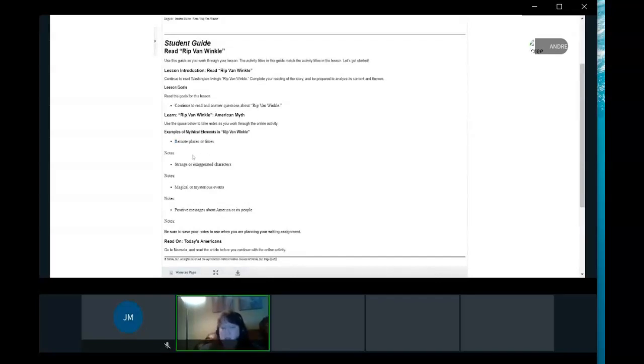Well, obviously it's set in the past, right? Strange or exaggerated characters. Well, when you read that story, when Rip Van Winkle goes to the mountains and falls asleep, he encounters these little strange creatures. They look kind of like gnomes or elves, and they're bowling in the woods, okay? Magical or mysterious events. Well, what mysterious event happens in Rip Van Winkle?